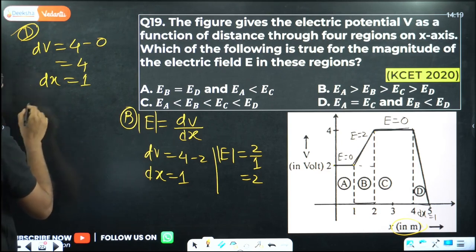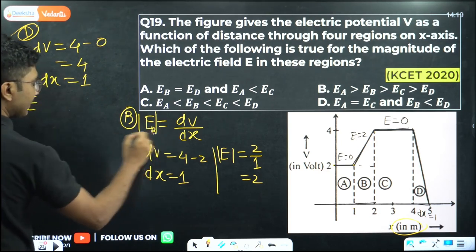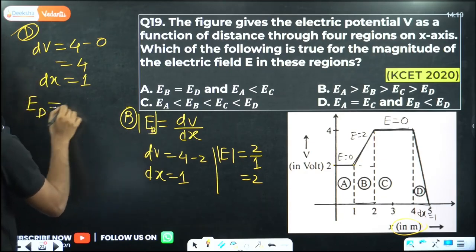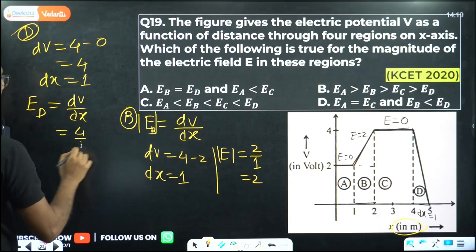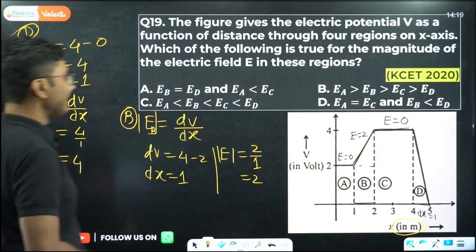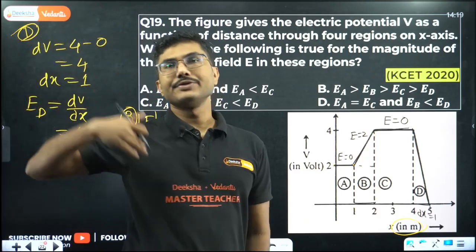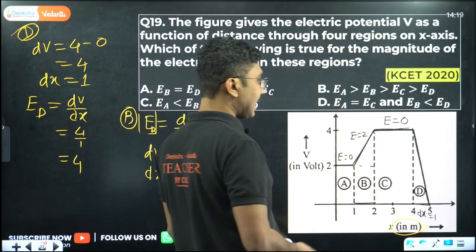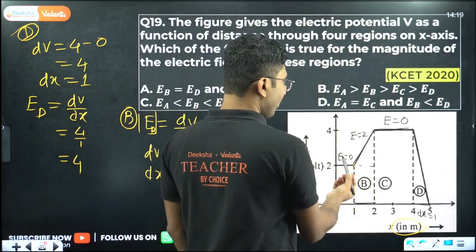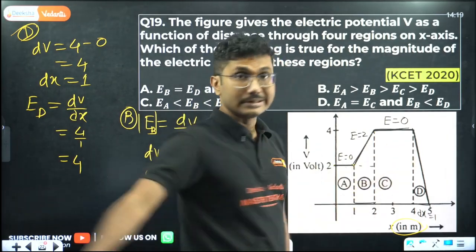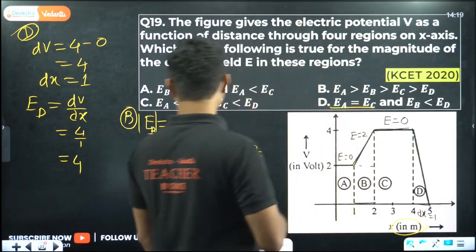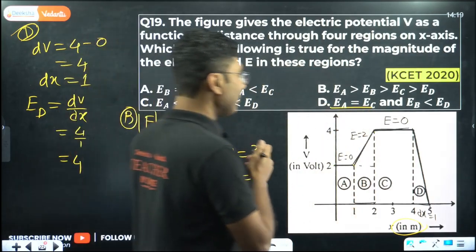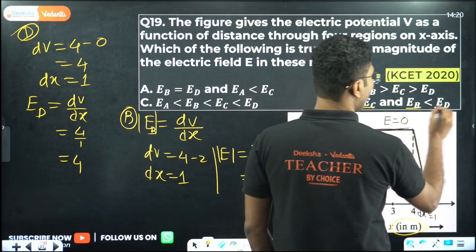Now what is the electric field? So this was electric field B, and this is electric field D. This will be dV by dx, which is 4 by 1, that is 4. So obviously the electric field D is highest. D is highest, but A and C are 0. So A and C are equal, and B is smaller than ED.